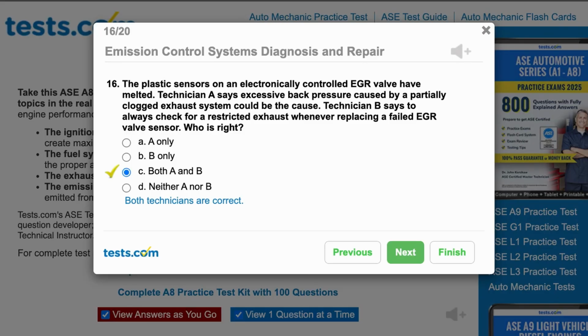C. Both A and B. Both technicians are correct.